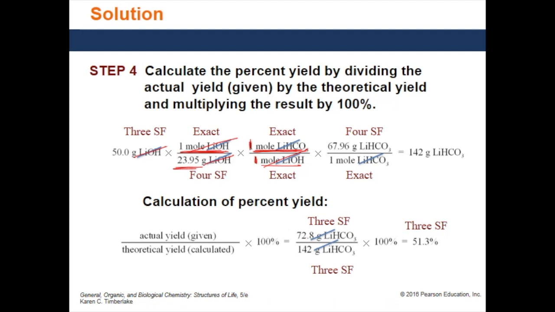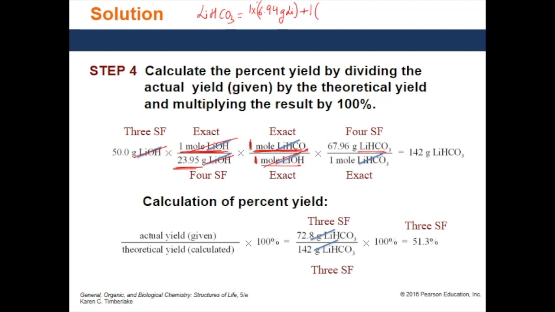Now that we have moles of this, we need to go to grams. Again, what is the conversion factor? To get the conversion factor, we need to find the molar mass of LiHCO3. How would we find that? Again, the formula is LiHCO3. So we have 1 atom of lithium. If you look in your periodic table, 1 atom of lithium weighs 6.94 grams, plus 1 atom of hydrogen.